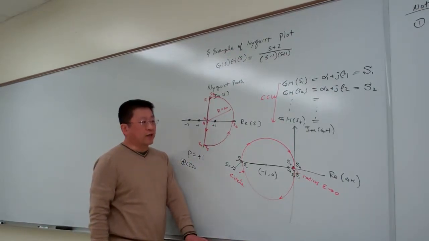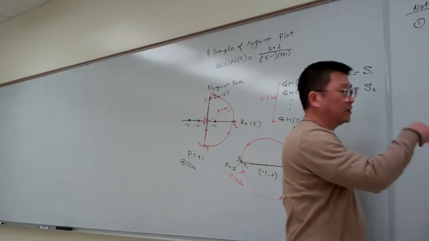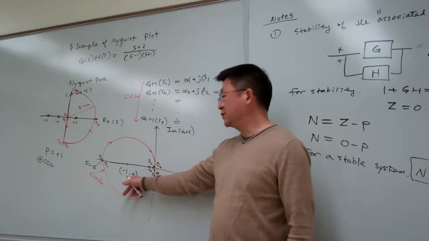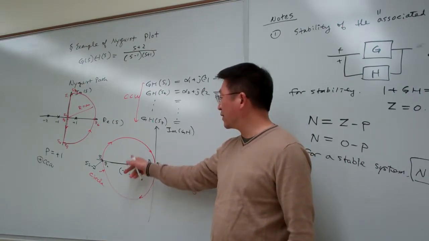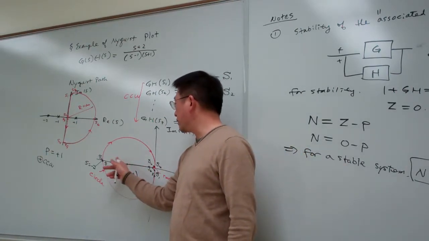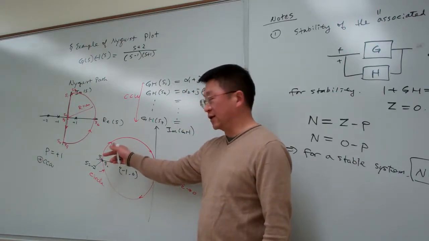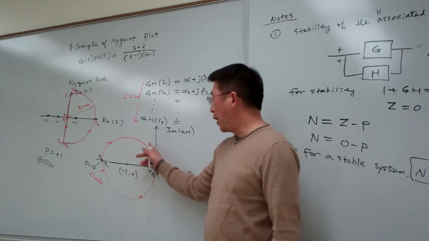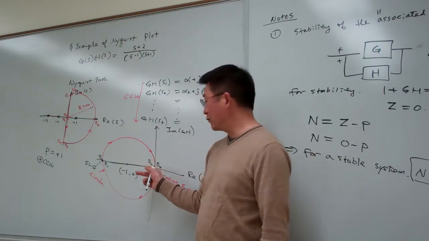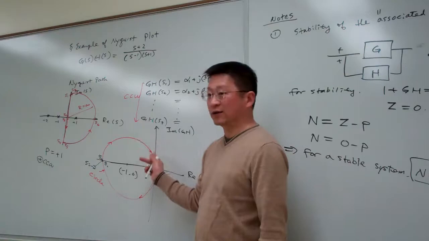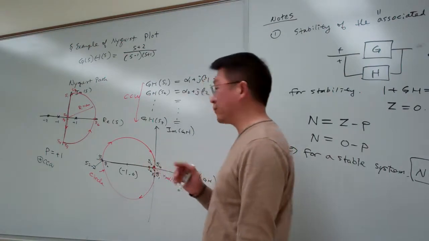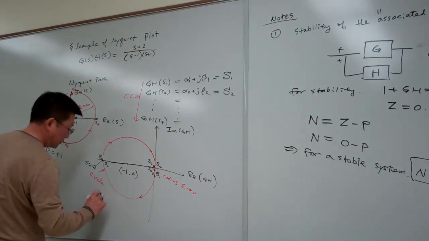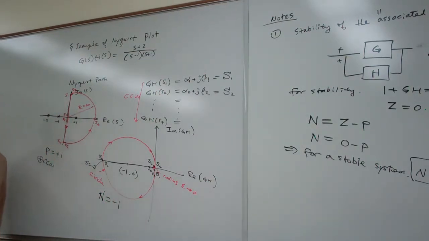So again, what is N? N is the number of encirclements of this plot around this point. For this one, you can see this point is inside this loop, and by how many times? One circle, right? However, this encirclement is in the clockwise direction, so by our sign convention, it is minus 1. So for this case, N equals minus 1.